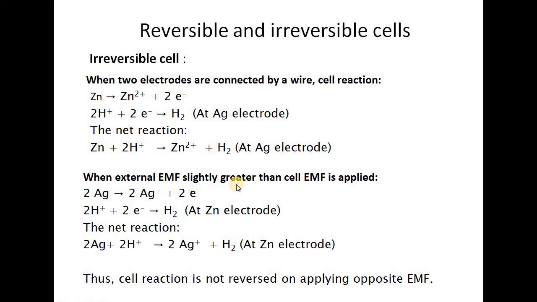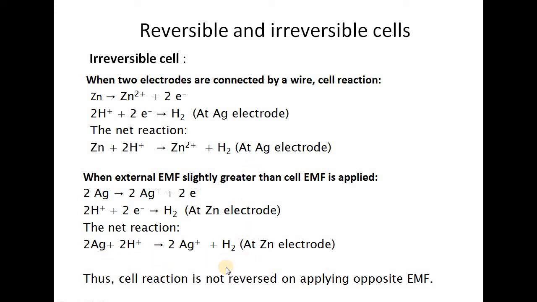Now when we apply the external EMF slightly greater than the cell EMF, what is happening here? You will see in this case at the zinc electrode, the hydrogen ions are taking up the 2 electrons and producing hydrogen gas. And at the silver electrode, the silver is losing electrons to give Ag+. Here we are taking 2 Ag, so 2 electrons are released to balance the equation. So the net reaction in this case is this.